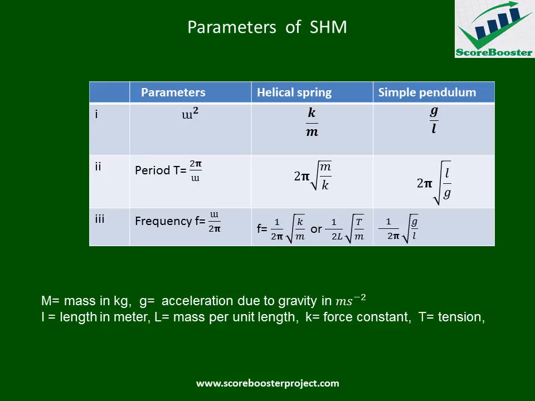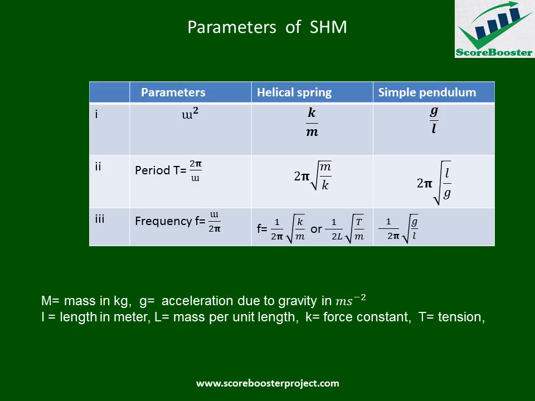Now, the next thing to consider are the parameters of simple harmonic motion. And the first we shall be considering is omega square. Under the helical spring, which is an example of simple harmonic motion, omega square is equal to k over m, where k is the constant of proportionality and m is mass. But under simple pendulum, omega square is equal to g over l. So we have to take note of this because of its importance in calculations that we shall be meeting later.